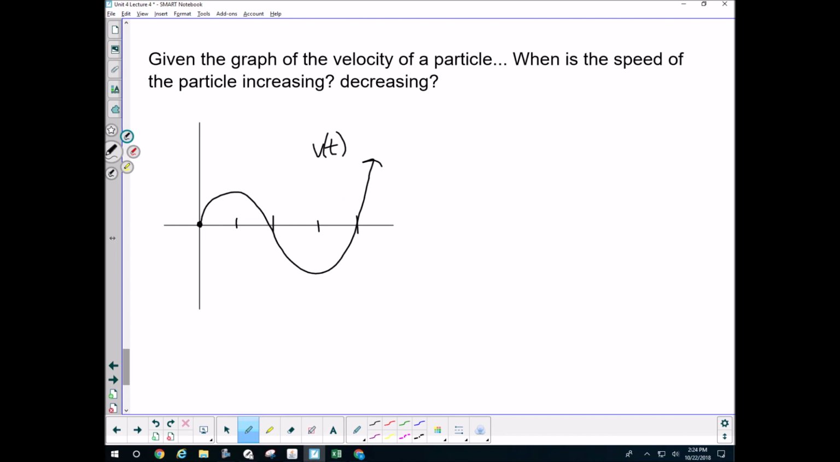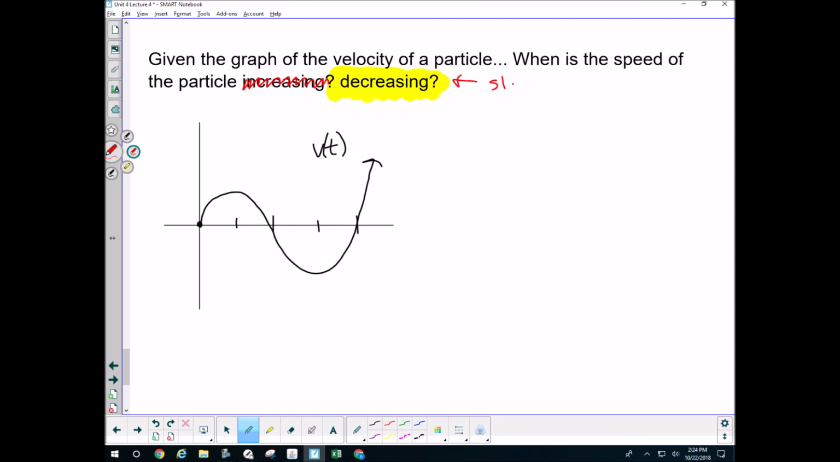Let's go to this one next, and we'll finish off the last one. This is the graph of velocity. When the velocity is positive, I'm moving to the right. When the velocity is 0, I've stopped. When the velocity is negative, I'm moving to the left. Tell me, and let's just talk about when the speed is decreasing. When speed is decreasing, we're talking about slowing down. That's an important thing to know.